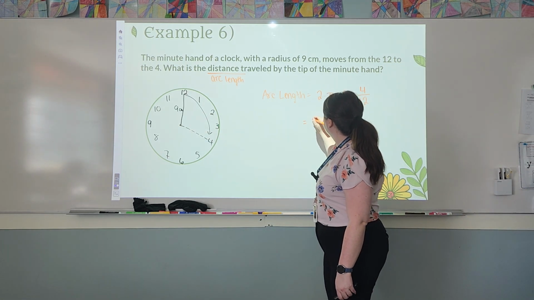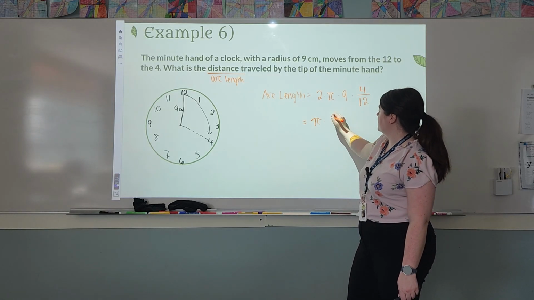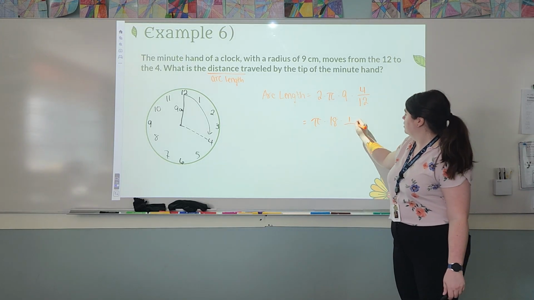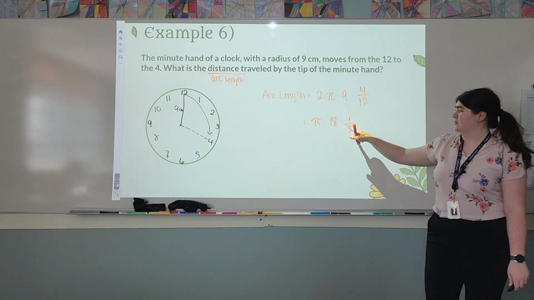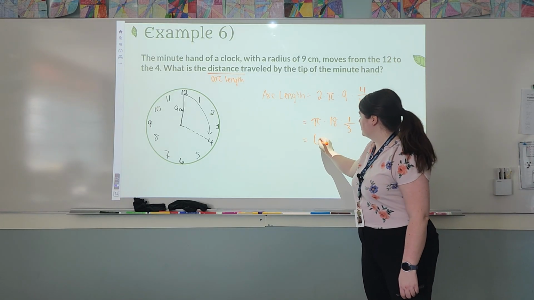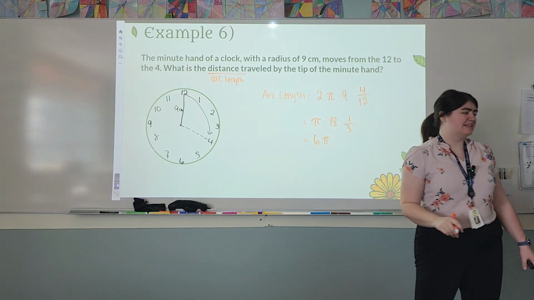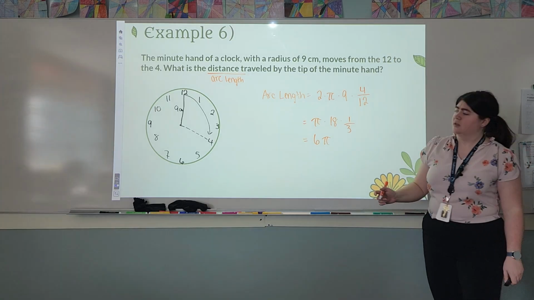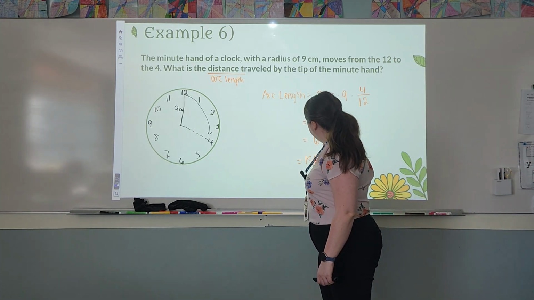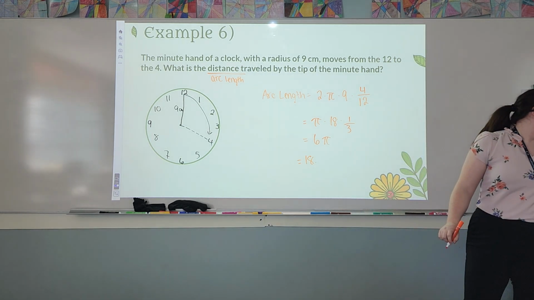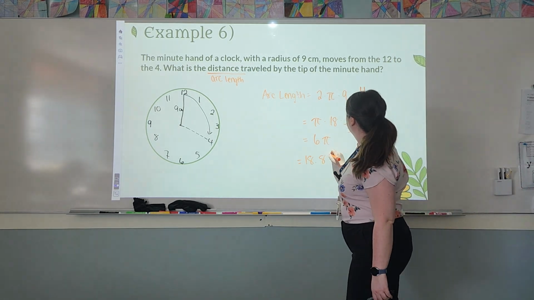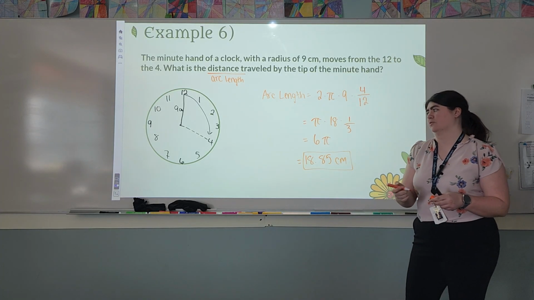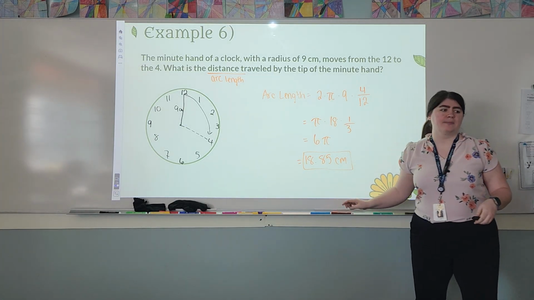So then we have pi times 2 times 9 is 18. 4 over 12 reduces down to 1/3. 18 divided by 3 is equal to 6. So I have 6 pi as my arc length. I'm going to type that into my calculator, and that gives me that my distance is 18.85 centimeters. And that is what we're looking for. This is where we're going to stop our notes for today.